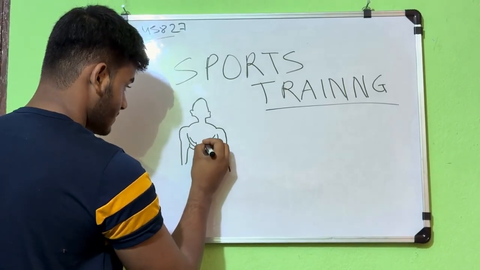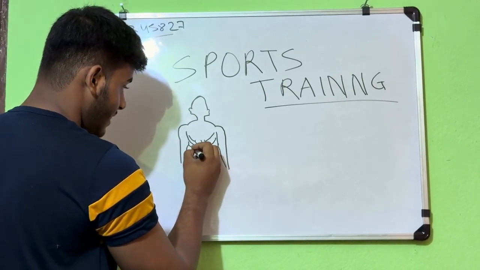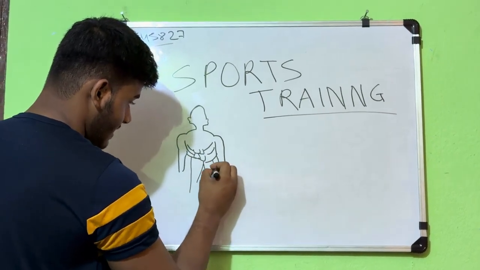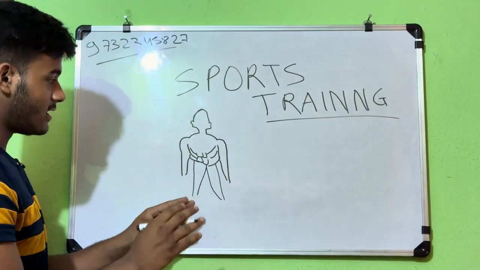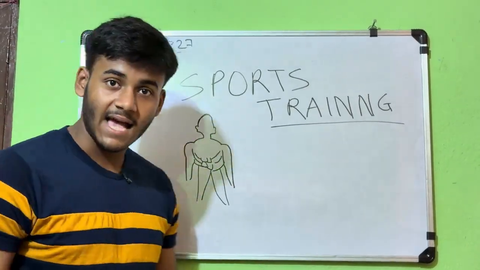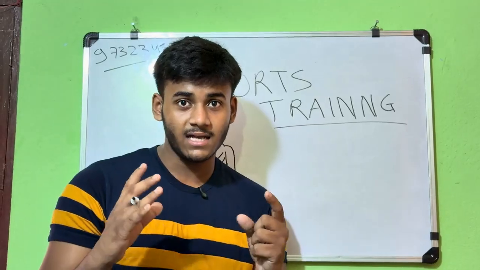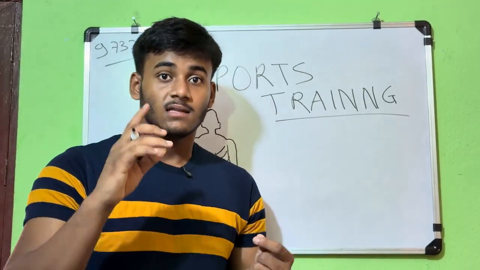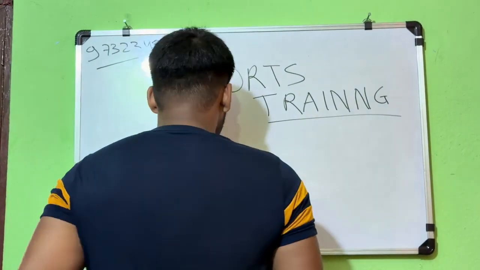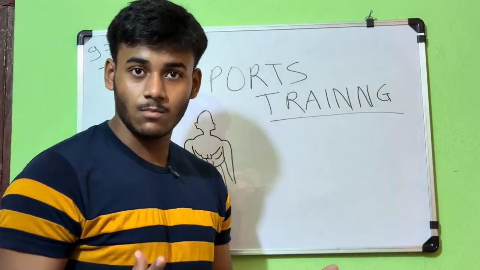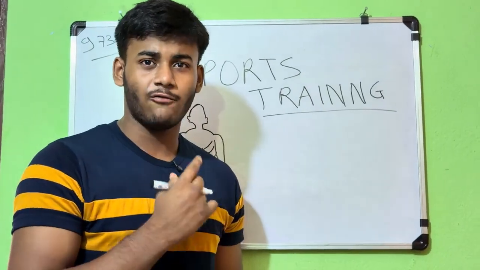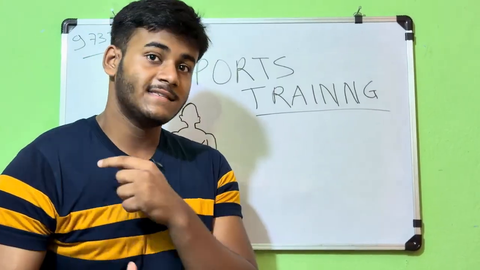Here are the abs, and then it comes to the thickest part of the human muscle, that is legs. Ignore my drawing, guys. I just want to teach you that our legs and thighs are the thickest and biggest muscle group in our entire human body. The second biggest muscle group is our back, the third biggest is our chest, and the fourth biggest is our traps.